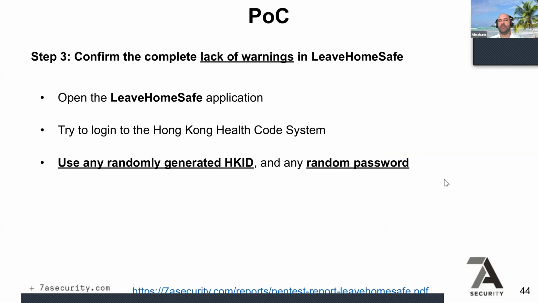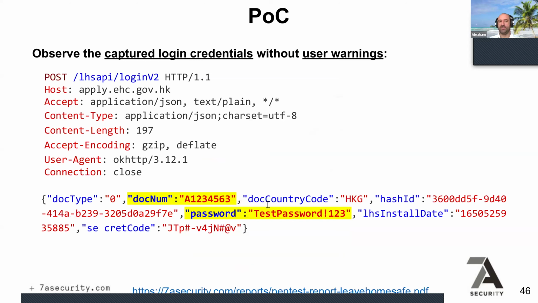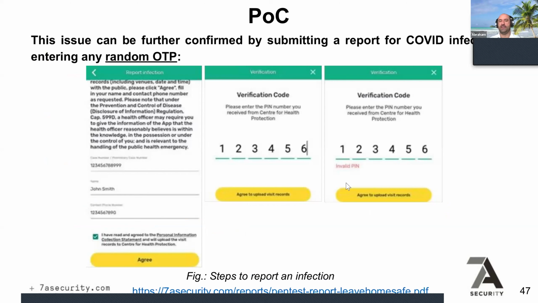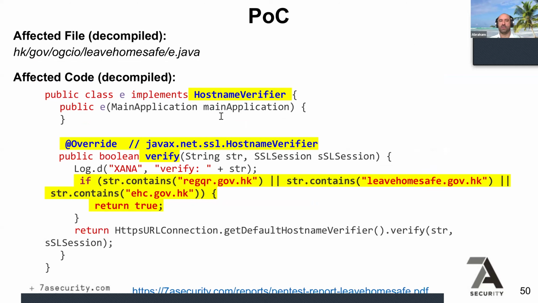But in the LeaveHomeSafe application, there was absolutely no warning whatsoever, right? So you could enter the username, the login, and everything. And when you log in, you could intercept all this traffic. You can see the username, the password, and other information. You can also get access to the PIN number, to the COVID infections, and so on, right? So we could intercept all this traffic.